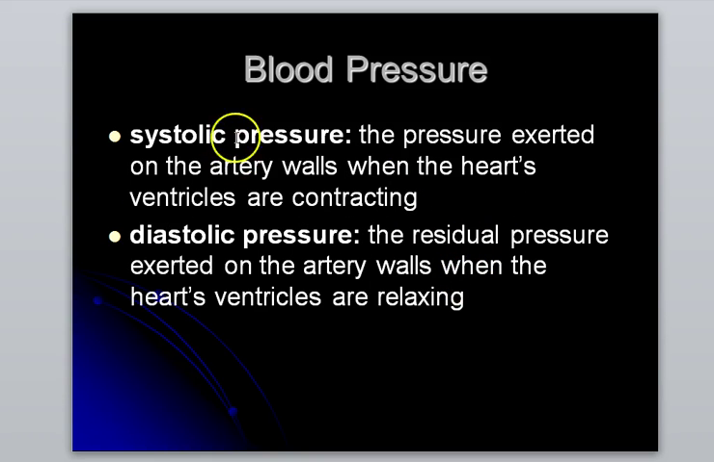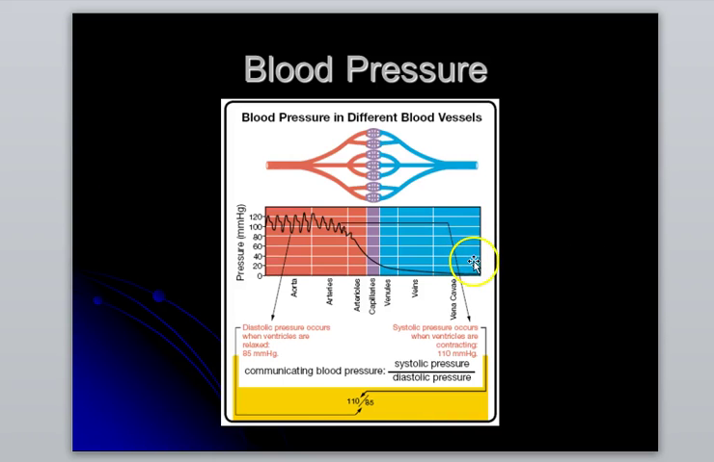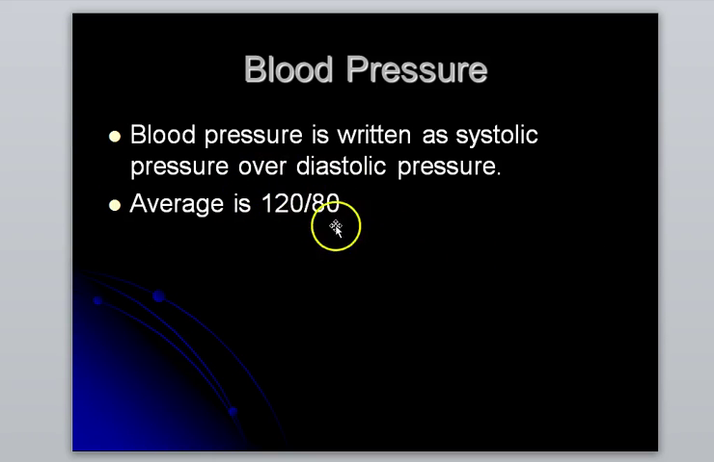Now there are two parts to blood pressure, and we talked a little bit about this with the heart cycles. There's systolic blood pressure and diastolic blood pressure. Systolic blood pressure, again, remember, is when the ventricles are contracting, so you're going to get a surge, a higher pressure when the ventricles contract, and then you're going to get a diastolic pressure when the ventricles are relaxed. Average blood pressure would be approximately 120 over 80, where again 120 is your systolic number and 80 is your diastolic.